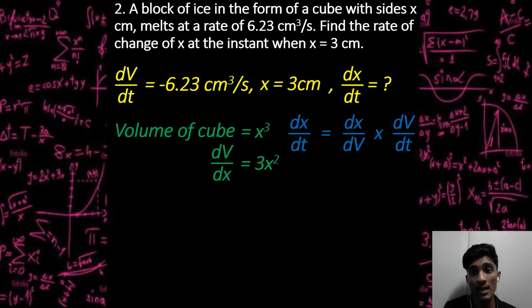But the unknown is dx over dV. So how are we going to get that? It's really very easy. We just have to invert dV over dx. So once we invert that, we will get dx over dV, the unknown, equals 1 over 3x squared. So this is how guys we get dx over dV. So now we have all the values. Now we just have to apply these values in the formula that we have made.